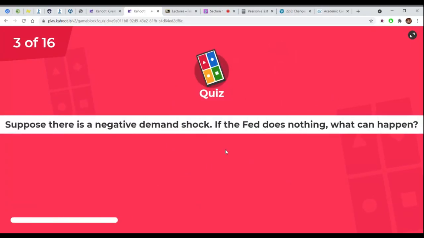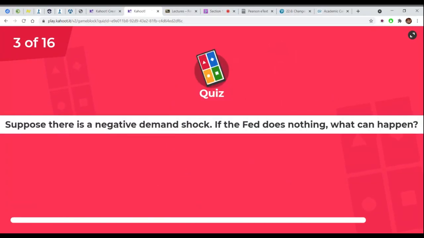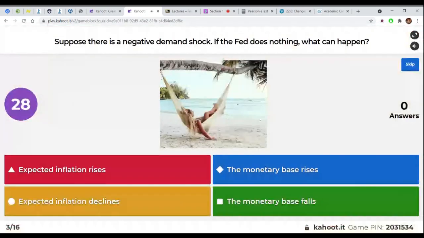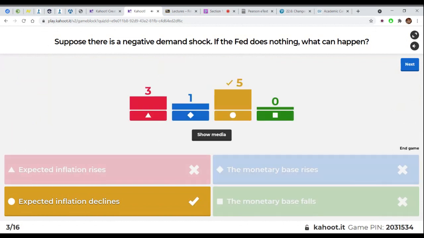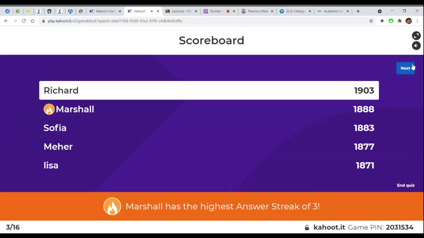Question 3. Suppose there is a negative demand shock. If the Fed does nothing, what can happen? So the Fed just lies around. Expected inflation could decline indeed. Negative demand shock.